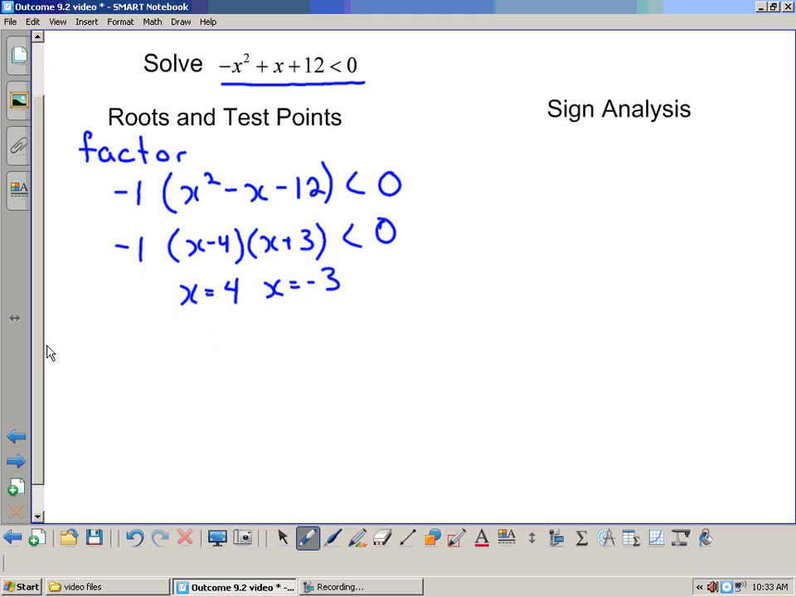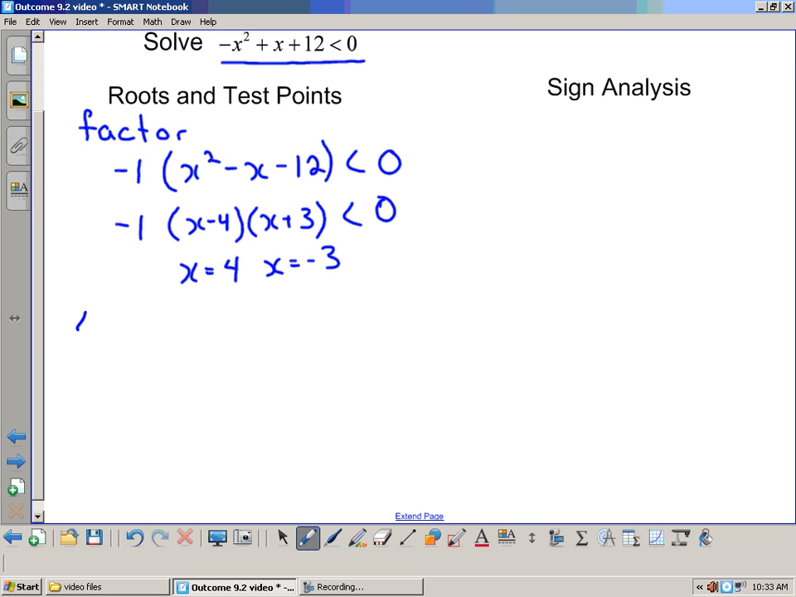With roots and test points, our next process is to draw a number line. We have negative 3, and we know that our function is 0 there, and we have positive 4. So it breaks it into 3 sections again. We need to test a test point from each section. So from the first section, let's test x being equal to negative 4.